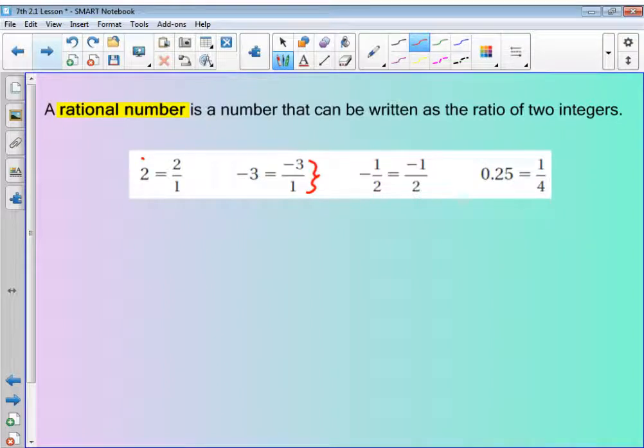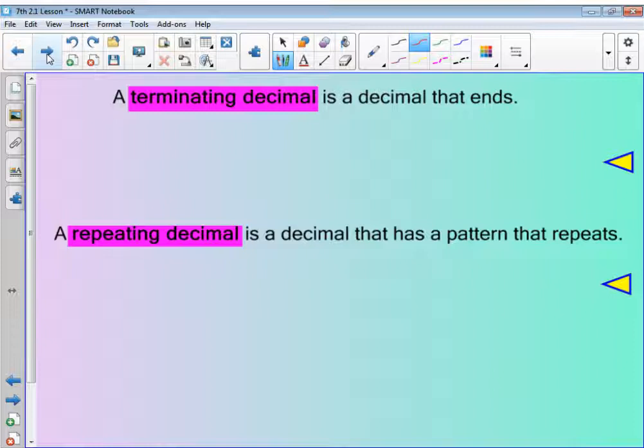And then decimals. So some decimals are rational. There are some that are not. So a rational decimal, for example, 0.25 or 25 hundredths could be reduced down to 1/4. So if you can write the decimal as a fraction, then it would be considered a rational number. Okay, so we discussed that some decimals are going to be considered rational numbers.